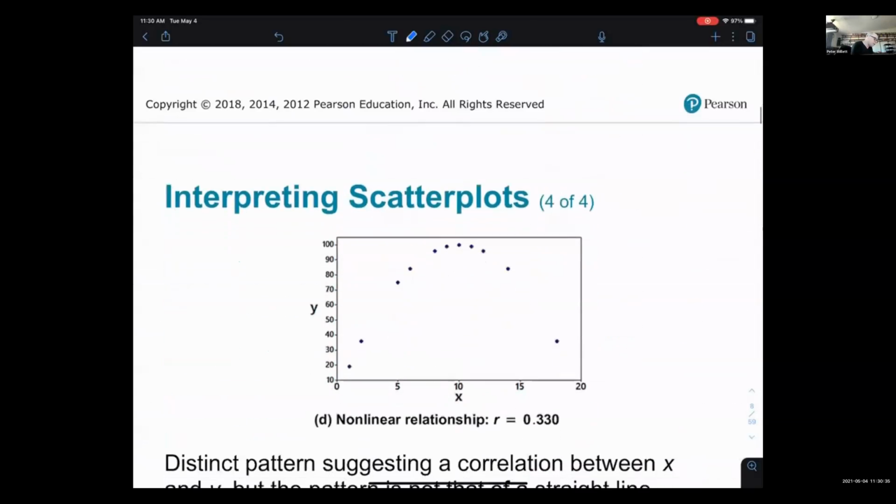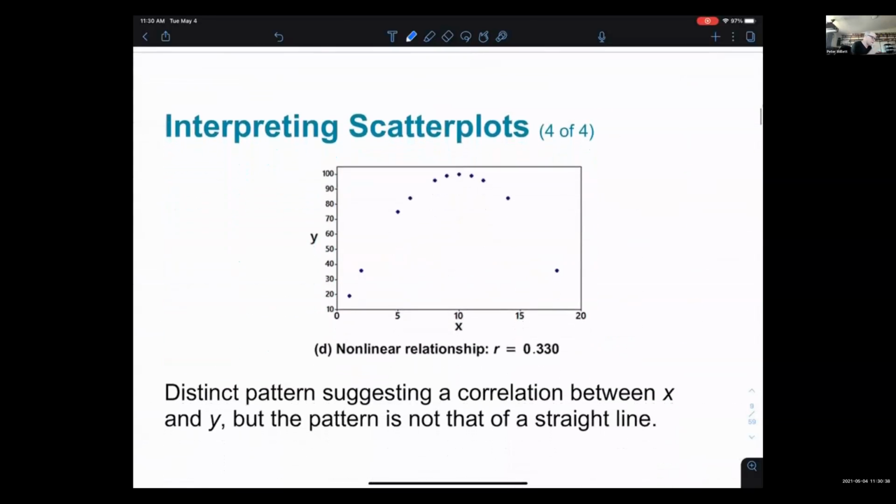Now, our final example, 4 out of 4, is when there does seem to be a correlation between x and y, but it's not a straight line correlation. It's not linear. And they describe it here as a non-linear relationship. So in this case, we got an R value of around 33%. It's not very strong. It's closer to 0 than it is to 1 or -1. So that is saying that in terms of a linear relationship, there's none really, or a very, very weak one.